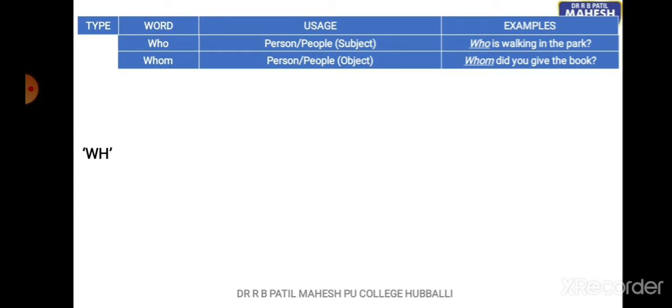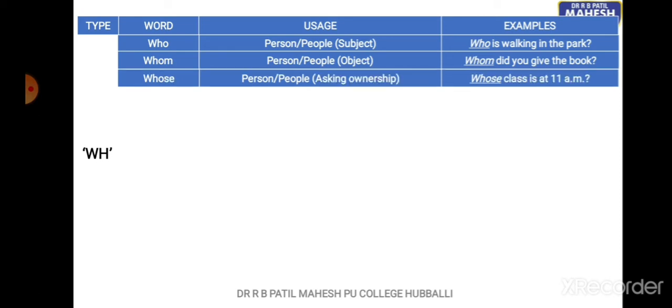The next one is whom. Even this is used with person or people, but one change is the answer is an object. Whom did you give the book? The answer is, I gave the book to dash. So the answer is an object, not subject. So with who, when you ask, the answer is a subject. With whom, when you ask a question, the answer is an object. I hope you have understood who and whom.